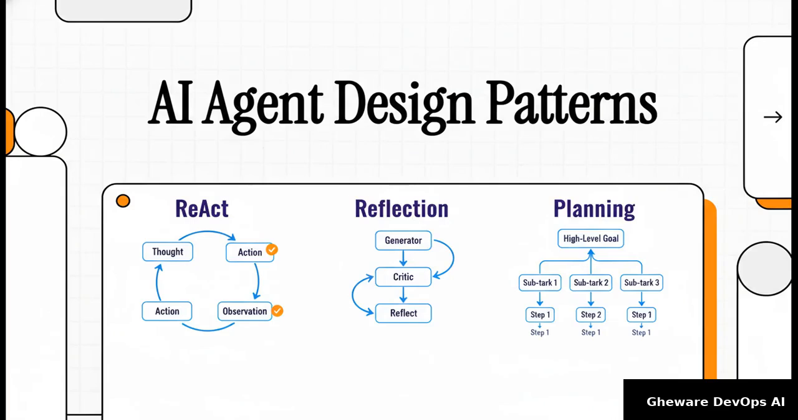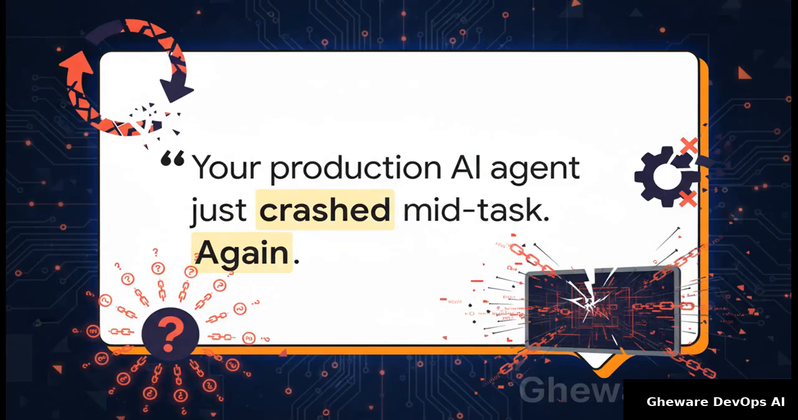All right, let's get right into it. Today, we're talking about what really separates a cool demo from a system that can actually run in production without falling over. We're moving way past basic prompting to master the three core architectural patterns that matter: React, reflection, and planning.